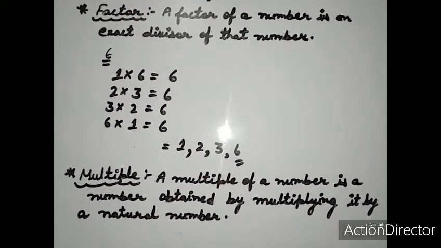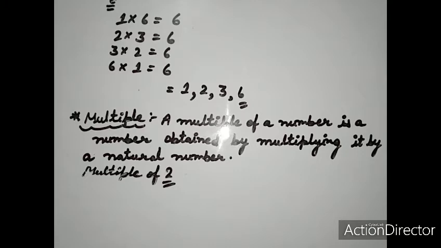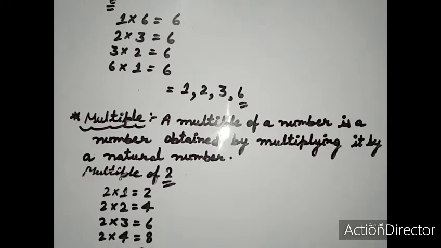Like here, if we find the multiples of 2, we multiply 2 by natural numbers. So 2 multiplied by 1, 2 ones are 2. 2 multiplied by 2, 2 twos are 4. 2 multiplied by 3, 2 threes are 6. 2 multiplied by 4, 2 fours are 8, and so on.